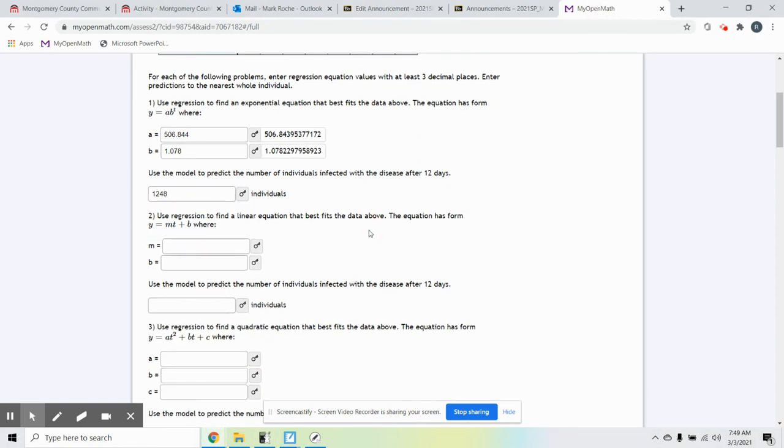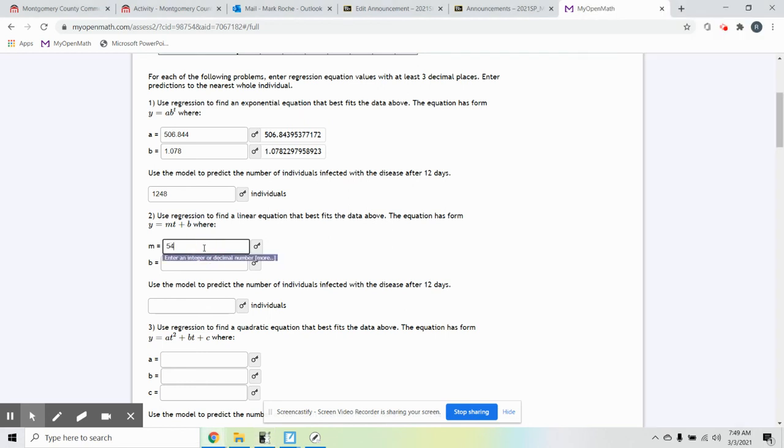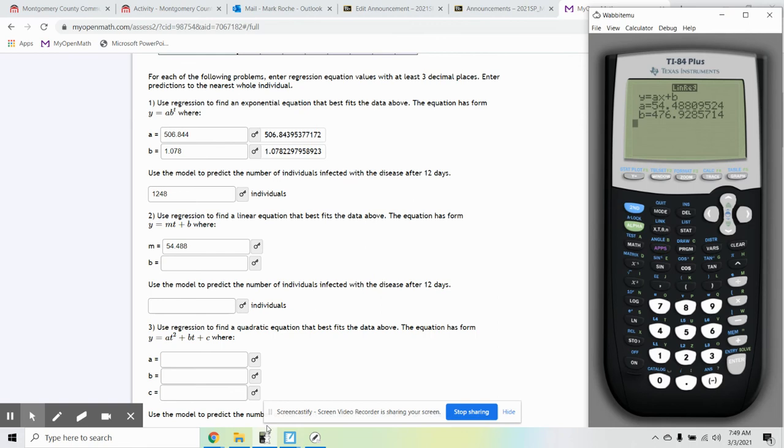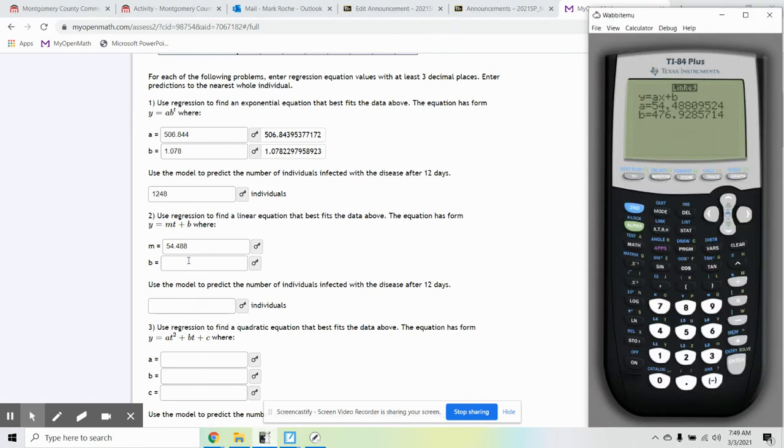All right, and then it says use the regression to find a linear equation that best fits the data. Linear, same thing. We're going to go back to stat. Our data is already in there. Go to calculate, linreg, pull everything out. So this is going to be my M, in this case A, is 54.488. My B is 476.929.